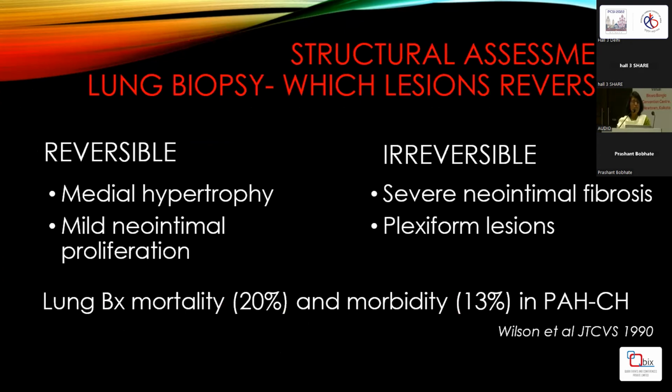Now, we've always considered lung biopsy to be a histopathological gold standard, but as you are all aware, it is not very commonly performed. There is a significant morbidity and mortality associated with it. Plus, sampling is an issue because pulmonary vascular changes can be patchy in nature. Traditionally, by the histopathological classifications, early and late changes have been demarcated. The early changes are things like medial hypertrophy and mild neointimal changes, and the late changes are severe fibrosis and plexiform lesions.